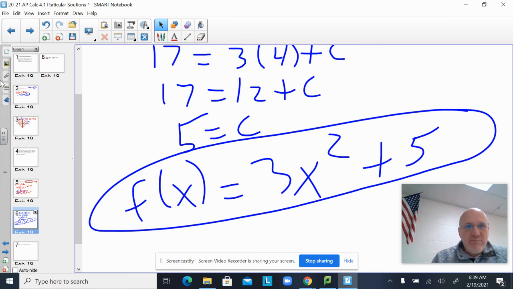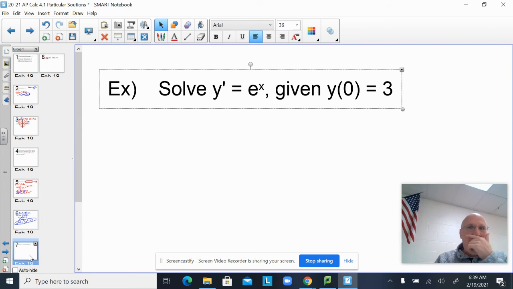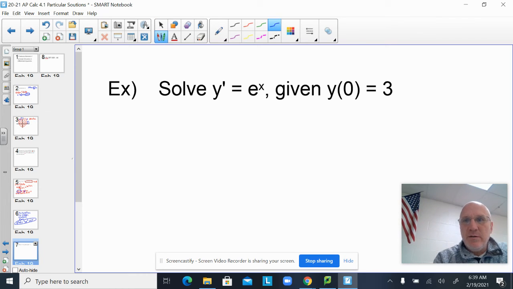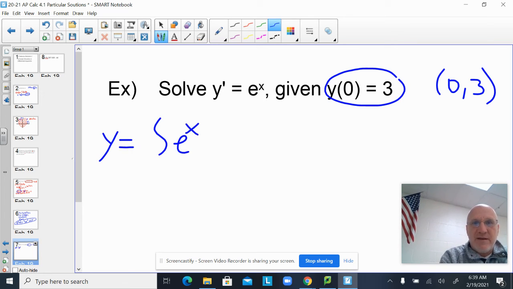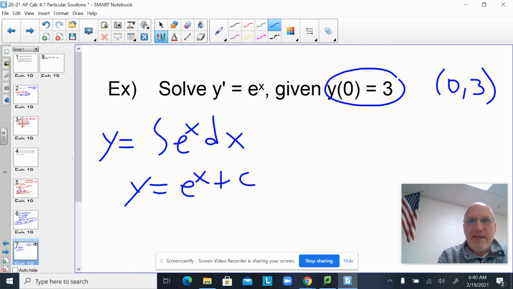Okay, one more, not any more difficult than that one. It says solve y prime equals e to the x given y of 0 equals 3. Now, I'll be honest with you, I don't love this notation, but that still means that the ordered pair (0, 3) is on the graph of the original function. So to find the original function y, we take the integral of e to the x dx. Conveniently, the antiderivative of e to the x is itself. We like that. So y would equal e to the x plus c.